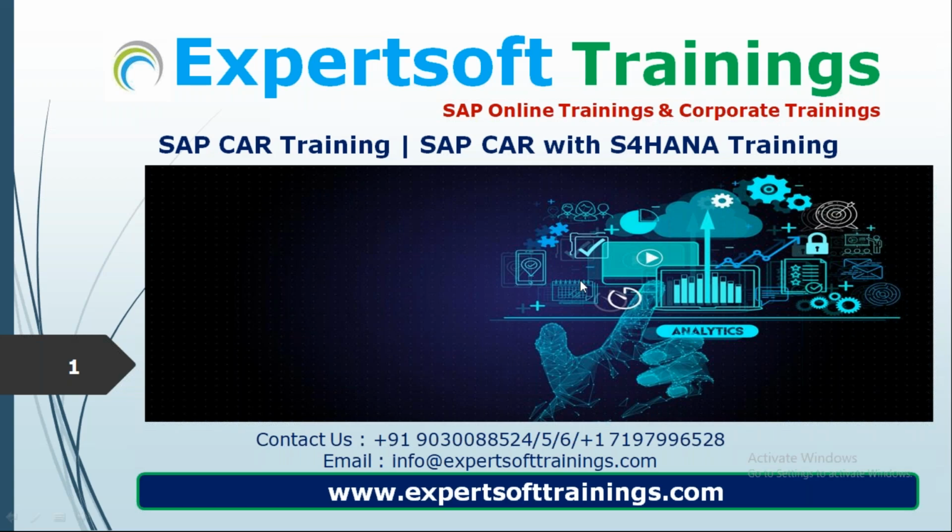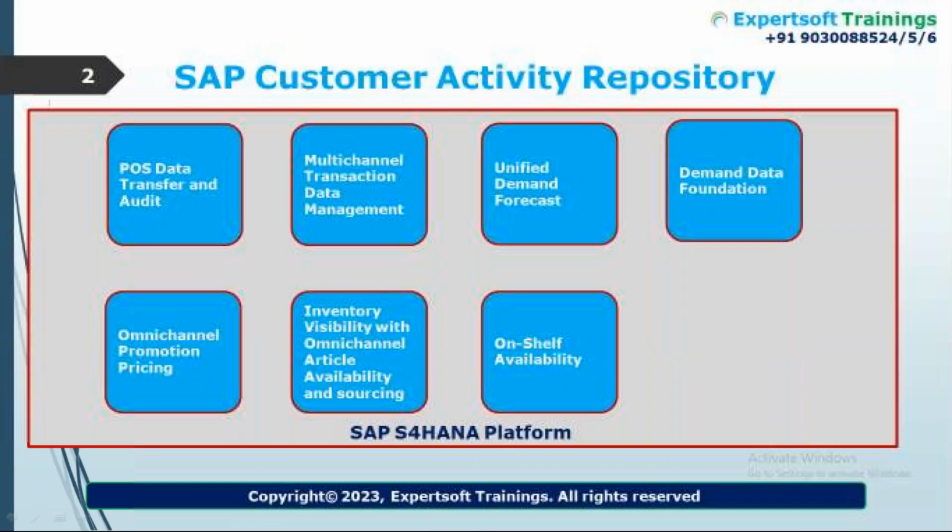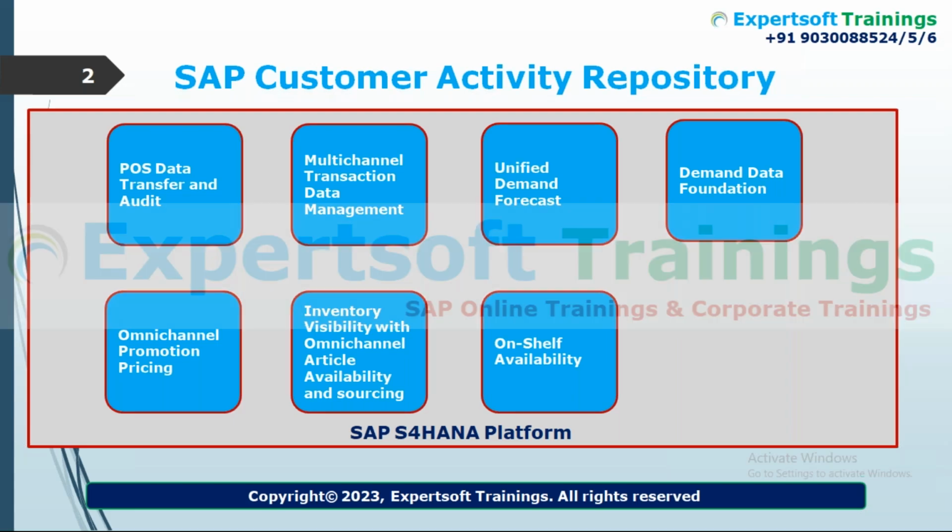This is SAP CAR, which means Customer Activity Repository. It is a system, not a module. People are not aware of it. Like how we have ECC or S4 systems, this is also one system, and we can also call it a kind of middleware. This is majorly used in retail business.